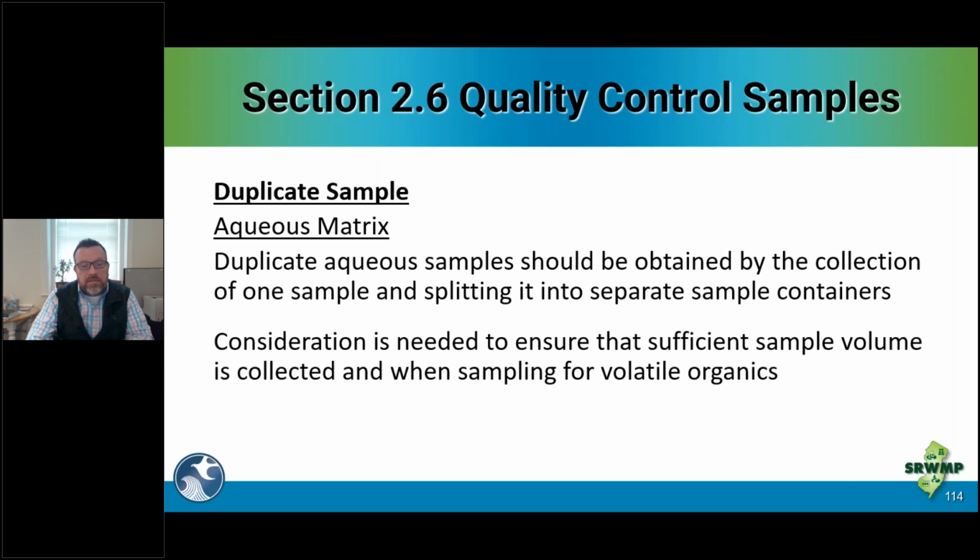For your aqueous matrix duplicate samples, they should be obtained by the collection of one sample and splitting it into separate sample containers. Consideration is needed to ensure that sufficient sample volume is collected, and when sampling for volatile organics.